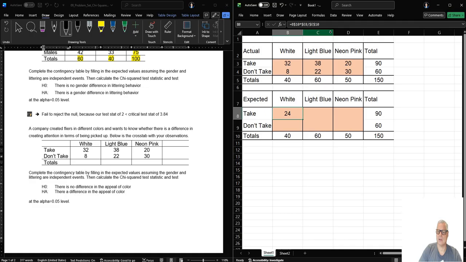And now we see that the expected frequency for taken white would be 24. And again, we apply the formula for independent events. And I can copy that to the right. And you see that the sum 30 plus 36 is 66 plus 24, 90. So that is a useful shortcut whenever you work with such data in Excel.